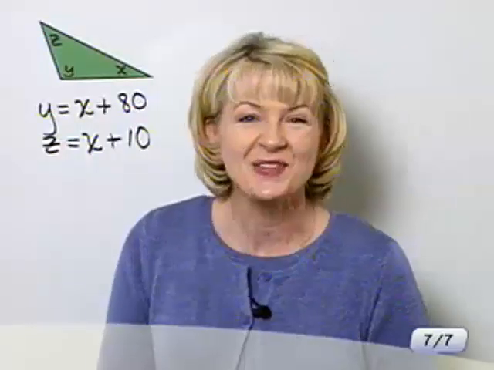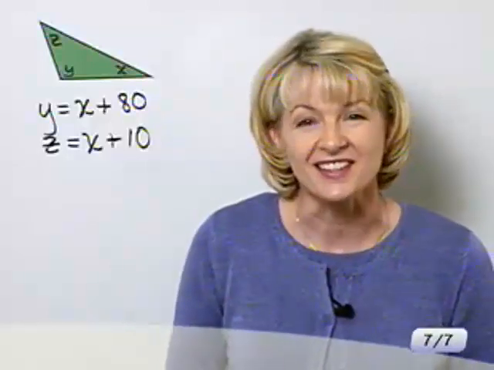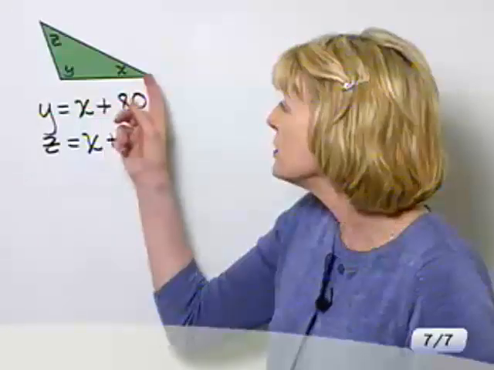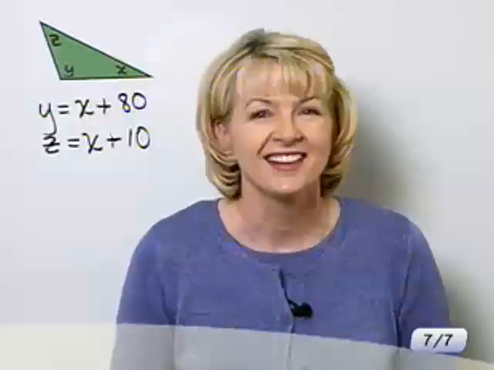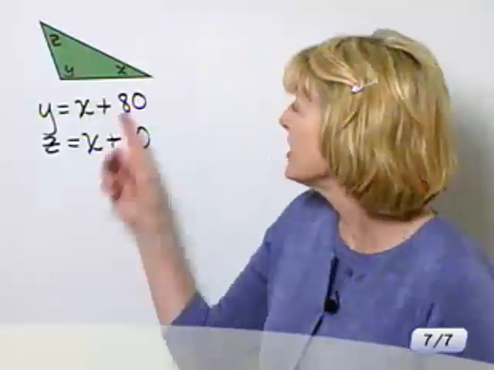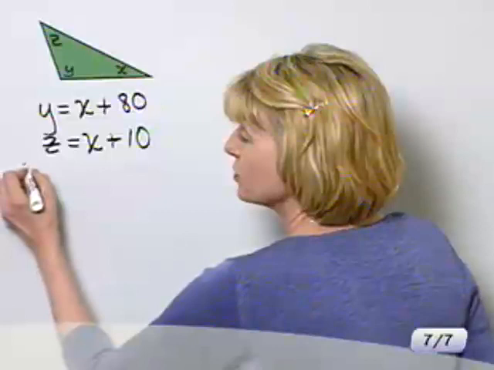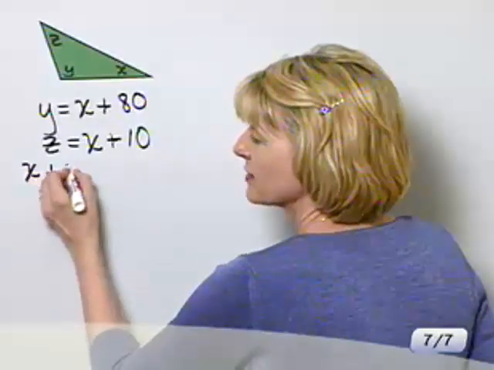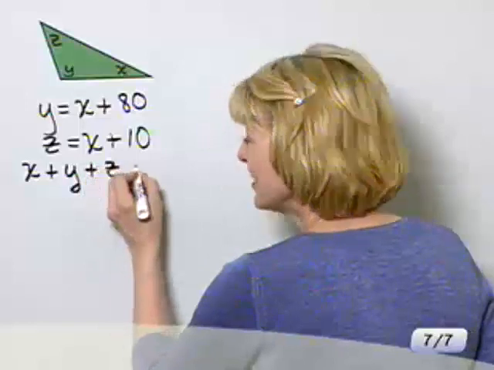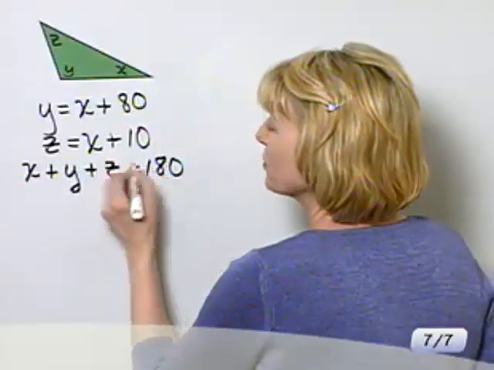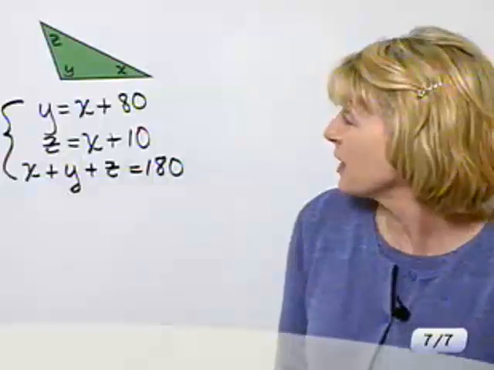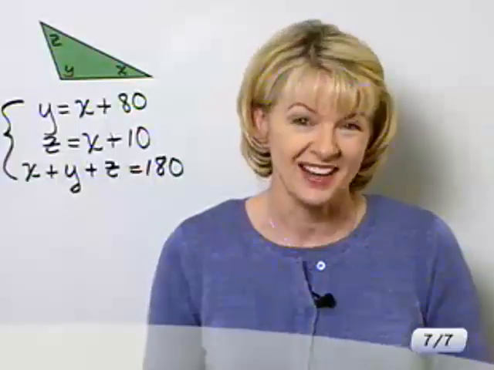Now, we have three unknowns here, X, Y, and Z. So we need three equations. Can you think of something we've not used yet that we can use to write another equation? Well, we do know the degree measure of a triangle, that sum of the degrees is what? 180. So that leads us to X degrees plus Y degrees plus Z degrees is 180. And here we have a system of 3 equations in 3 unknowns.